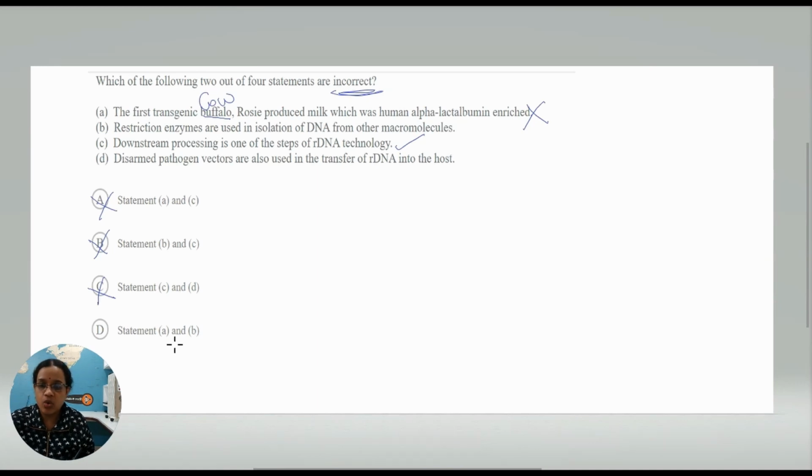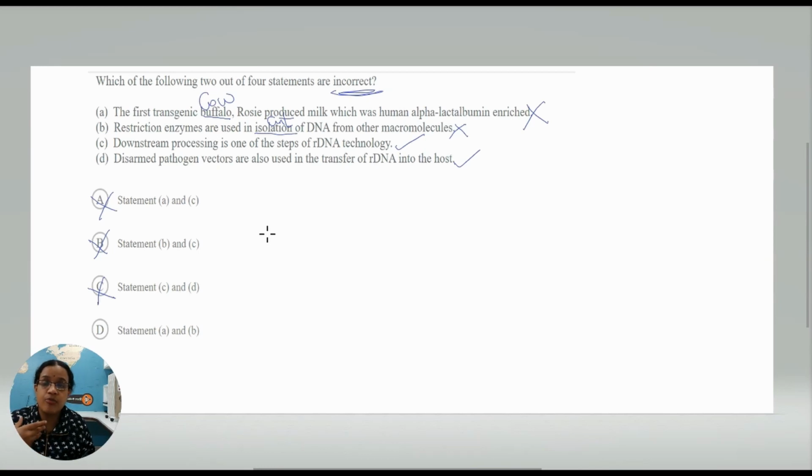Now, let's go and see what is option B. Okay, restriction enzymes are used in isolation of DNA from other macromolecules, which is clearly wrong. And our last option is anyways right. This option is wrong. So, restriction enzymes are not used in isolation, but they will cut the DNA instead of isolating. They are the enzymes which are used to cut the DNA at specific sequences.